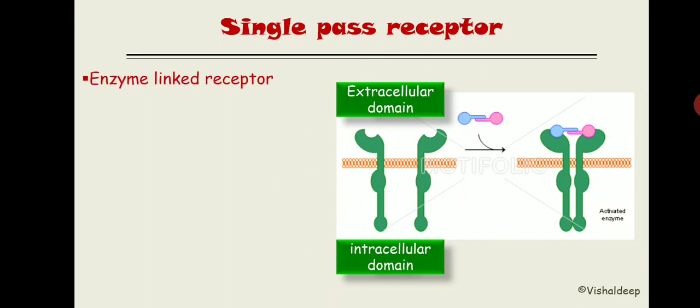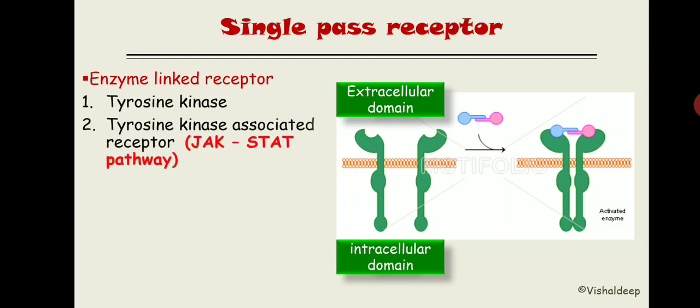There are two types that we have to learn in the single pass receptor subtype. One is the tyrosine kinase and another one is the tyrosine kinase associated receptor. Now what is the difference between these two, we will discuss in our subsequent slide.